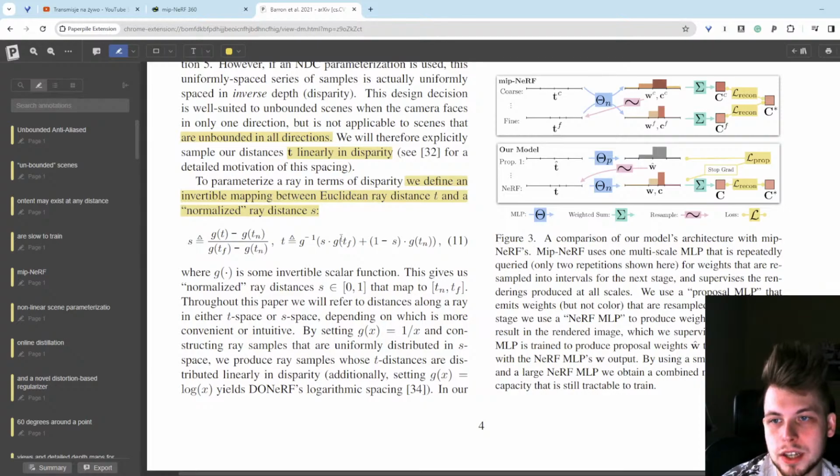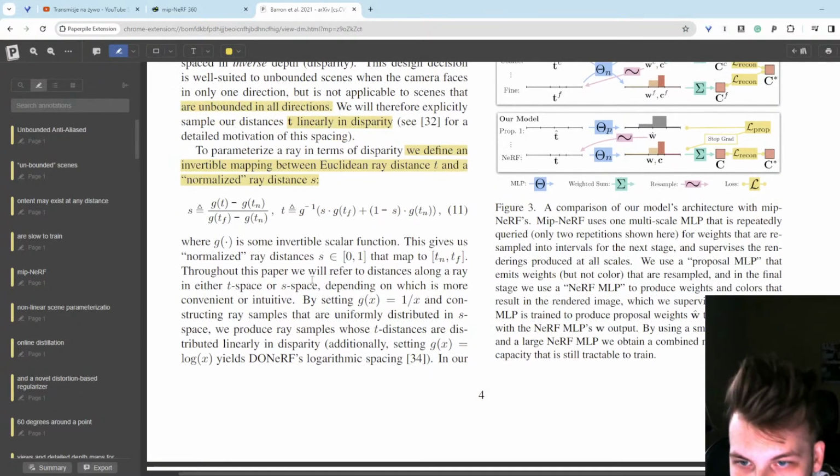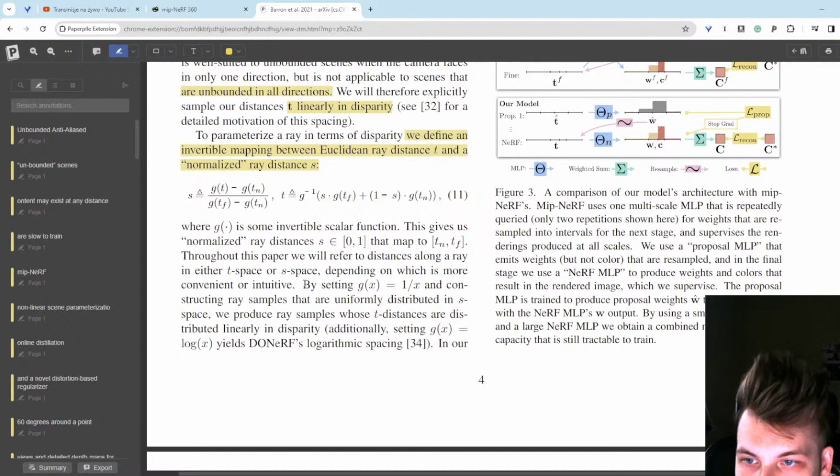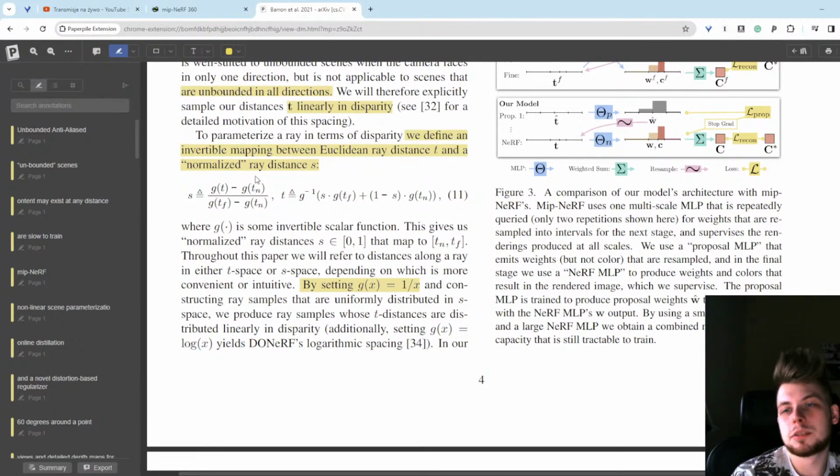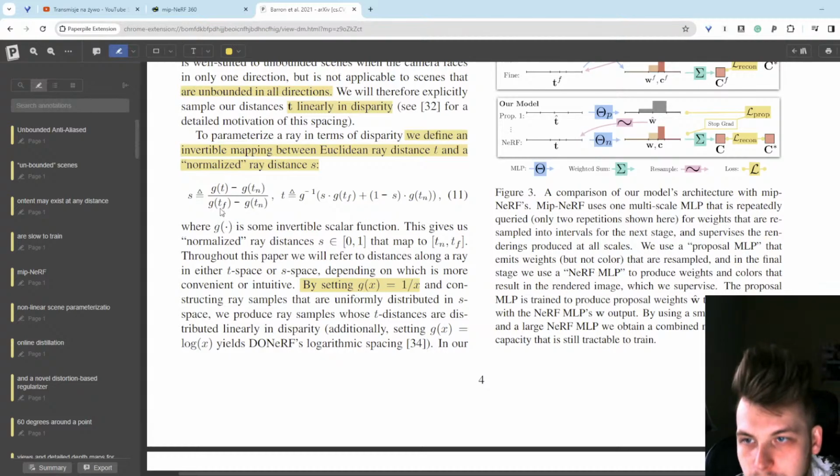The g function will give us this disparity, right? This is the invertible scalar function, so this will be 1 over x. Okay, let's raise it further. And this is the normalized distance, because we just normalize it over the whole given region.